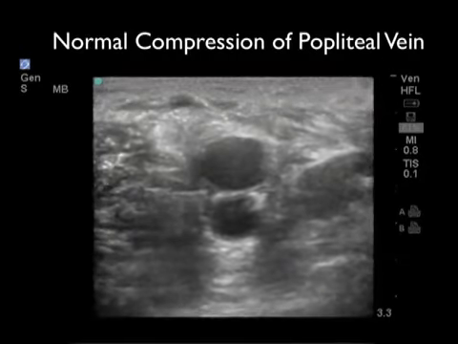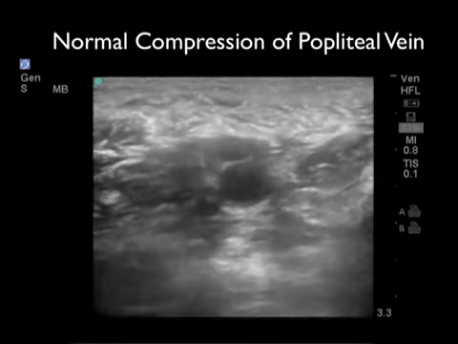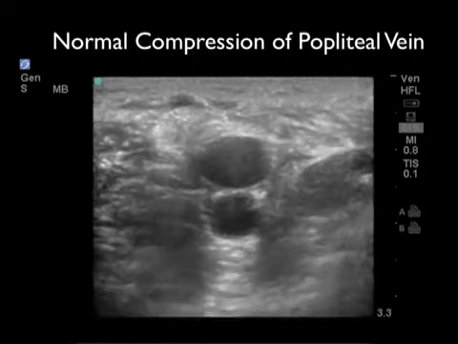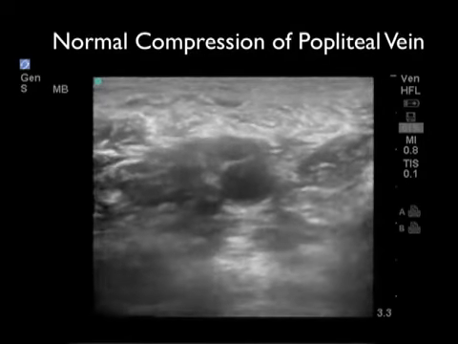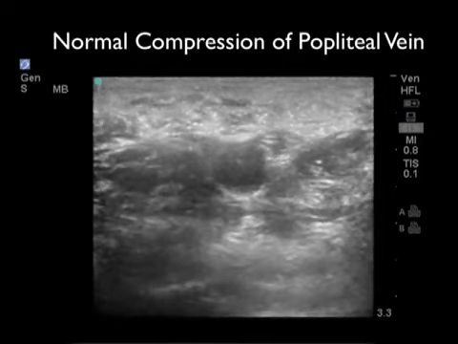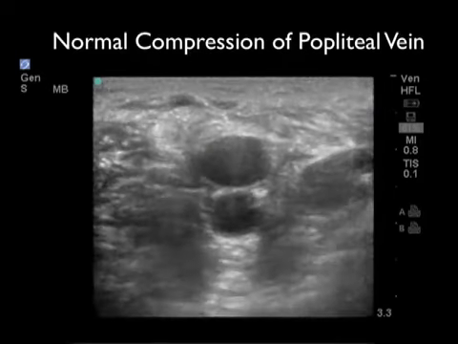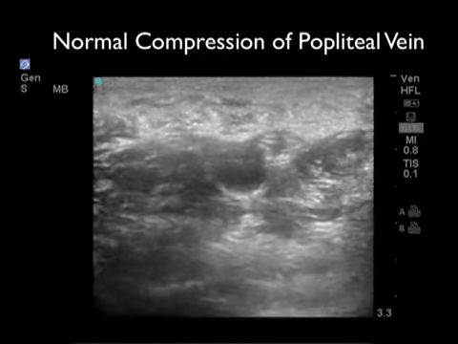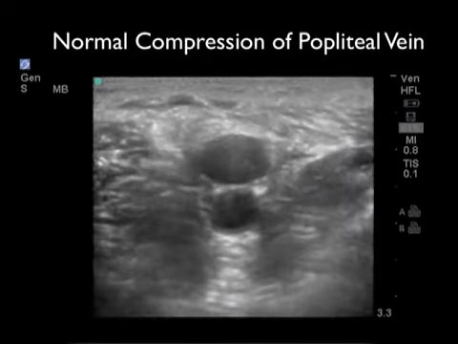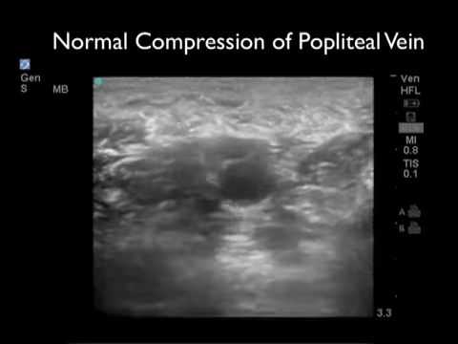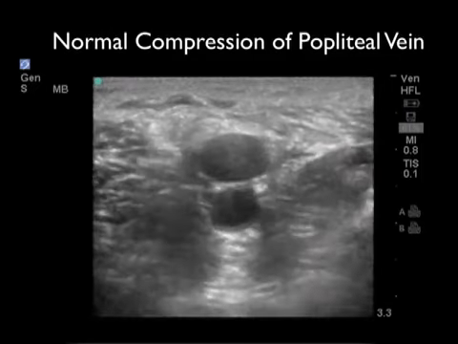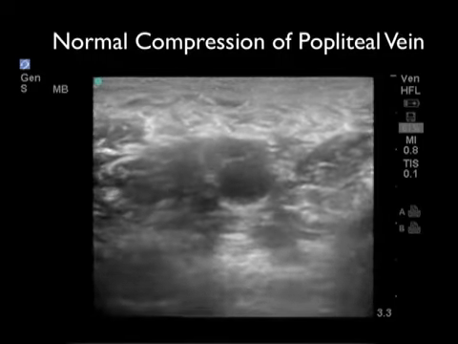Now let's move down the leg to look at the normal compression exam of the popliteal vein. Recall that the popliteal vein is going to be seen towards the posterior aspect of the image or closer to the top of the image here than the popliteal artery. As we press down, we note complete compression of the popliteal vein, and we see here that the artery still stays open. So again, this would be a normal compression exam of the popliteal vein with the anterior and posterior walls of the vessel completely touching down with probe pressure.